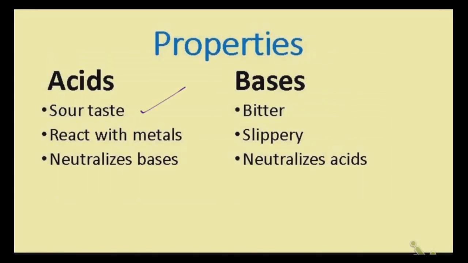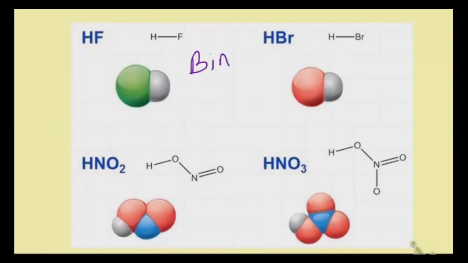Acids have a sour taste. They will react with metals, which is why we have to be careful putting acid down the drain, because it will eat up the metal in the pipes. And of course they neutralize bases. Bases taste bitter. Think of soap. Soaps are basic in nature. They are slippery, just like a soap would be slippery, and they do not neutralize acids.